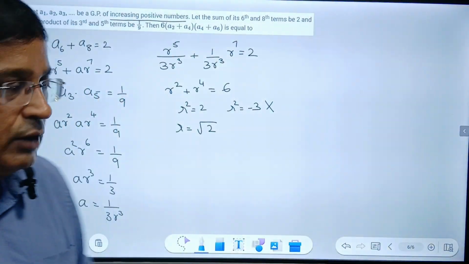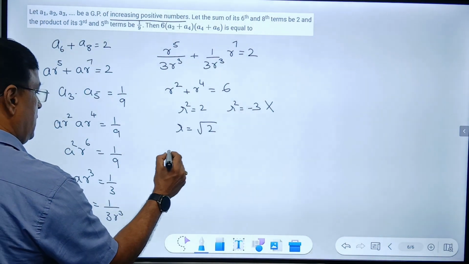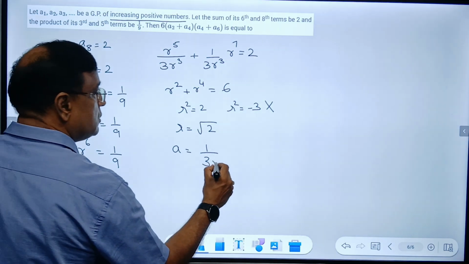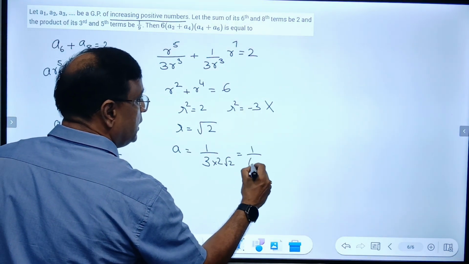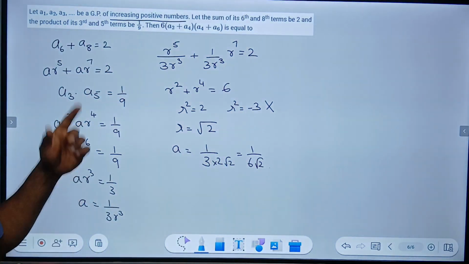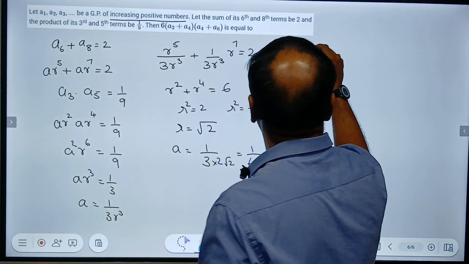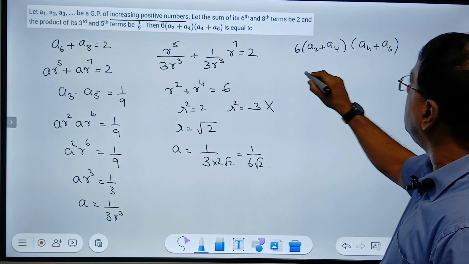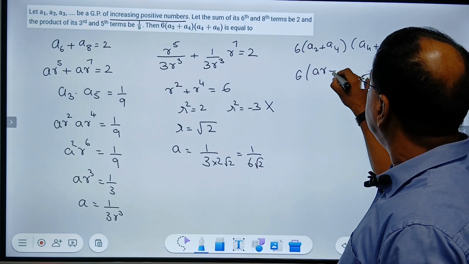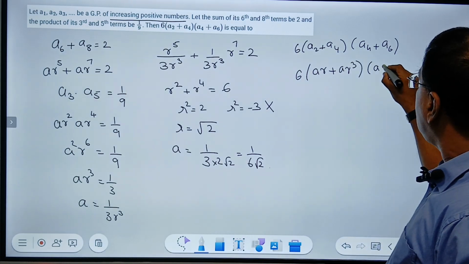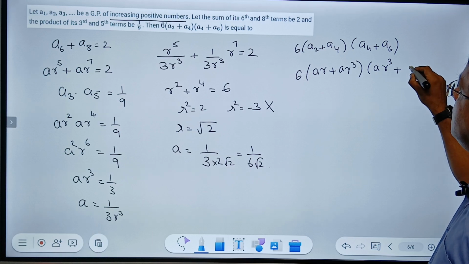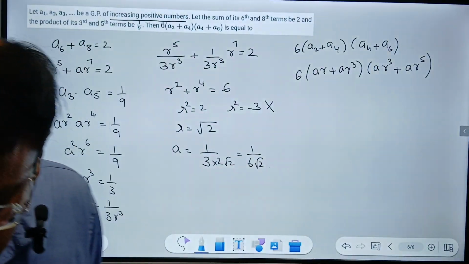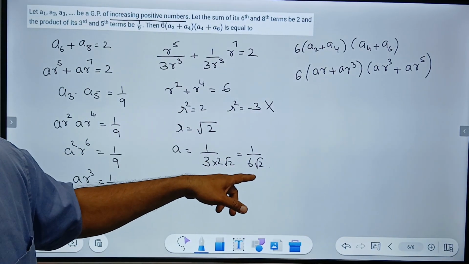Now once you have got r equal to root 2, what is my a? You have a equal to 1 by 3 r cube. R cube is 2 root 2, which is 1 by 6 root 2. Okay. Now your job is to find 6 times a2 plus a4 into a4 plus a6. Not very big task. This is AR, this is AR cube, this is AR power 3 plus AR power 5. Correct? I think I'm right. I have not made mistake. A2, A4. Okay, that's done.